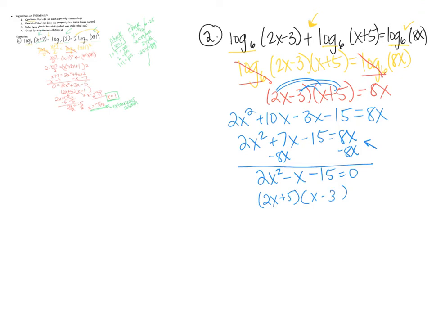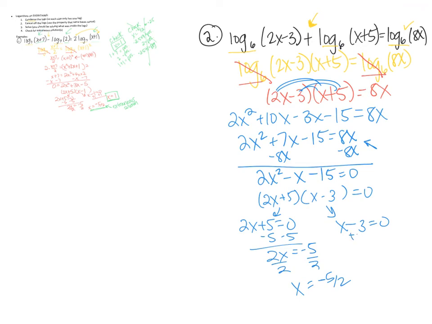All right. So now that I've factored 2x plus 5 and x minus 3, I'm going to set each factor equal to 0. 2x plus 5 equals 0, and then x minus 3 equals 0. I'm going to solve each one, so I subtract my 5, divide by my 2. So x is going to equal negative 5 over 2. I'm going to add my 3, so x is going to equal 3. So now I think that these are my solutions, but I'm going to have to go back and plug it into each of my logs.